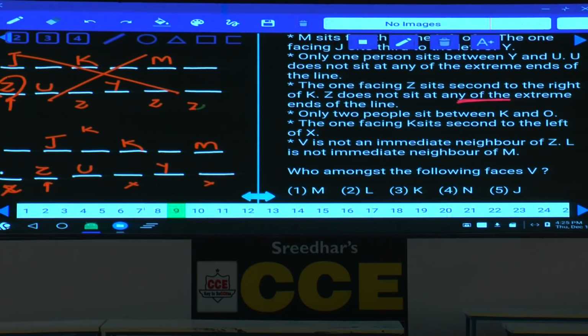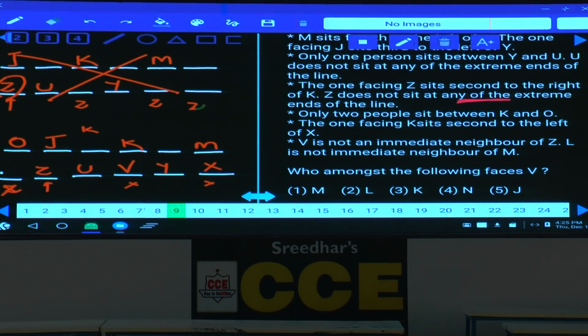Next one, only 2 people between K and O. Only 2 people between K and O will be here. Only 2 people between K and O. The one facing K sits second to the left of X. Now the one facing K is seated second to the left of X, X must be here. V is not an immediate neighbor of Z, V cannot be here, hence V must be opposite to K.